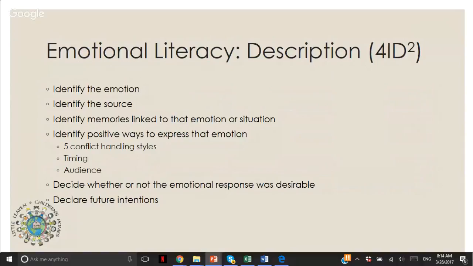Or it reminded me of how my father used to tell me that I was ugly. Identify positive ways to express that emotion. Okay, so we go back to the 5 conflict handling styles in social growth and development. We haven't gotten there yet, but basically, and we're going to get there, so we'll kind of table that till later.